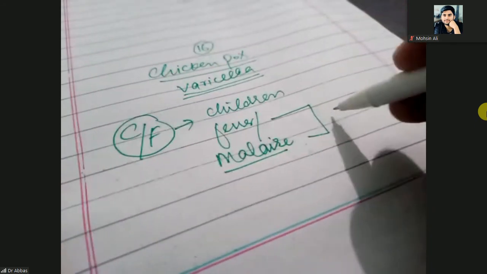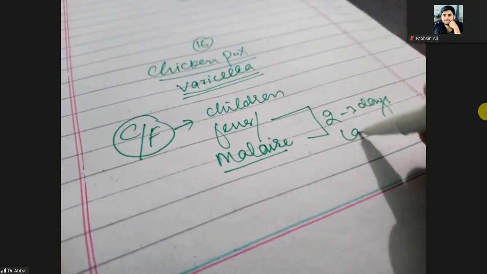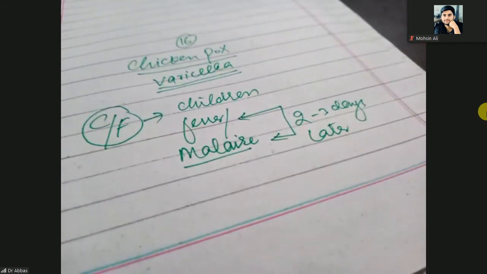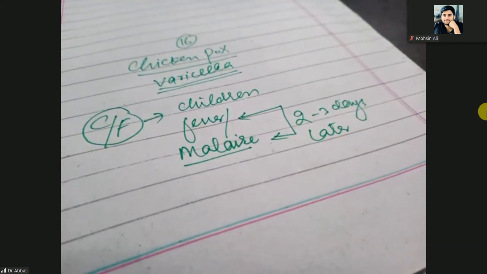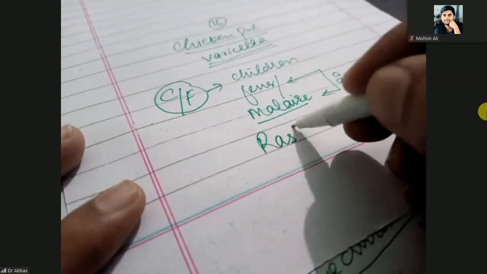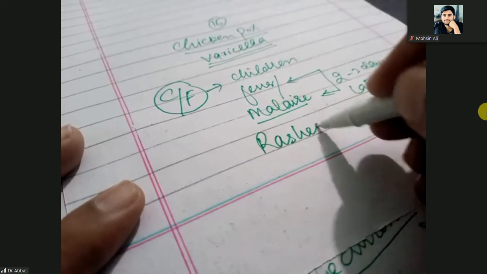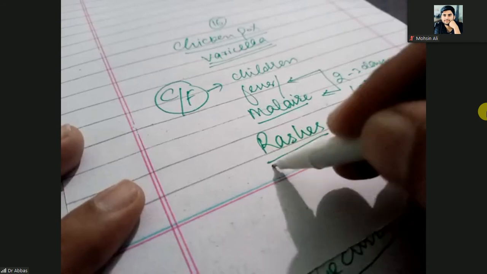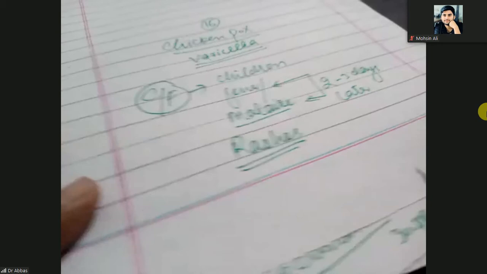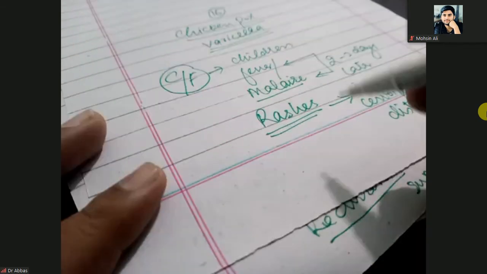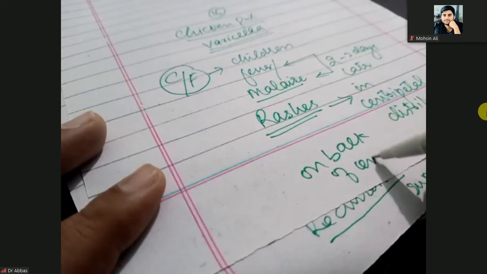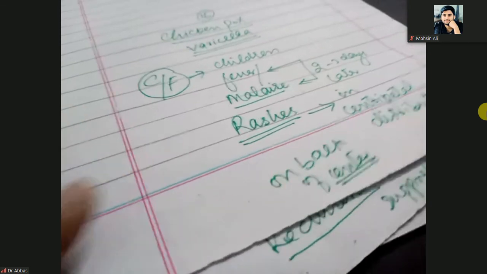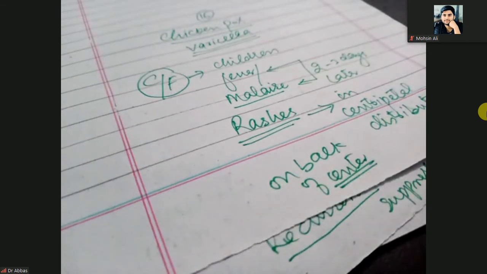After 2 to 3 days, initially there will be fever and malaise, then 2 to 3 days later there will be rashes. These rashes have a centripetal distribution, meaning they are present on the center of the patient, the back. They are associated with cavity involvement.